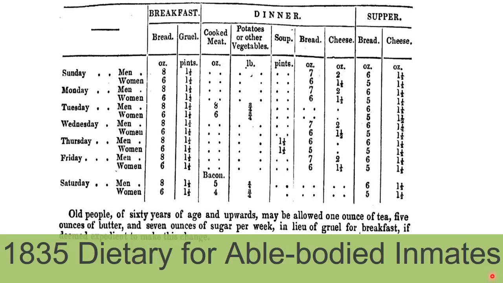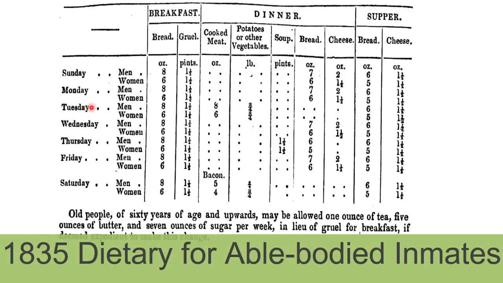So what did they have to eat in a union workhouse? Was it really gruel, gruel, gruel? This is one of the sample diet plans issued in 1835 for able-bodied workhouse inmates. At breakfast, every single day of the week, was bread and gruel. 8 ounces of bread and a pint and a half of lovely gruel. At supper, again, every single day of the week, it was the same, bread and cheese. It was the midday dinner that varied a little bit, although most days, again, it was bread and cheese.